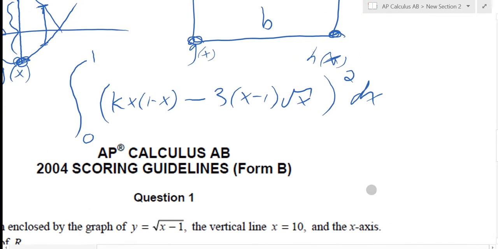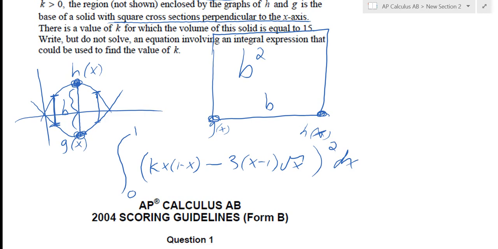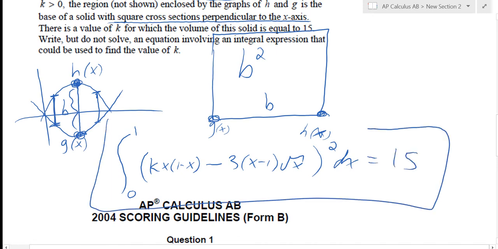How we doing? We had to find a formula for the area they were giving us, which they said squares. That's just the base squared. We figured out how long the bases were. Okay. Now, we're not done this problem yet. I don't know if you guys read this problem. They're telling me that, so this integral finds the volume. What are they telling me the volume has to be? It has to be 15. So look what they asked me to do here. They say write an equation, but do not solve it, that will find k. Write an equation that has k in it, basically. So I'm going to say this integral has to equal 15. And that's what they're looking for, right there.